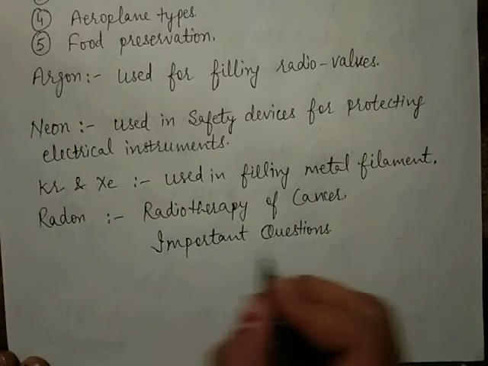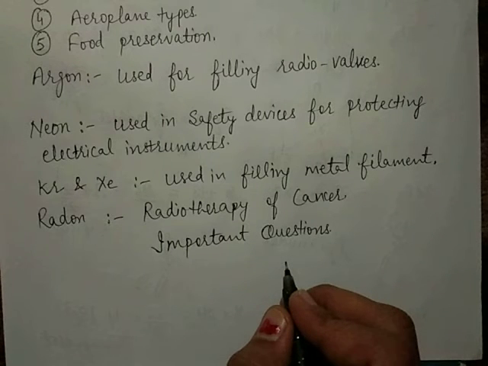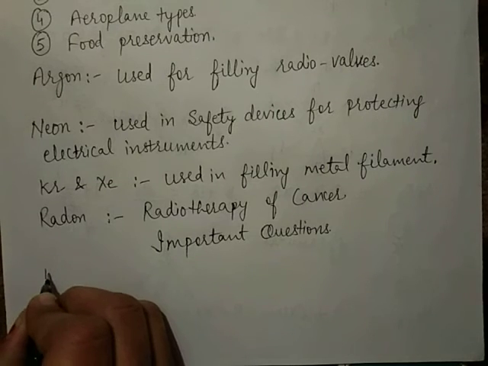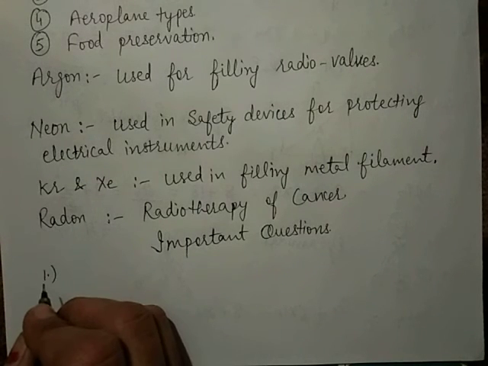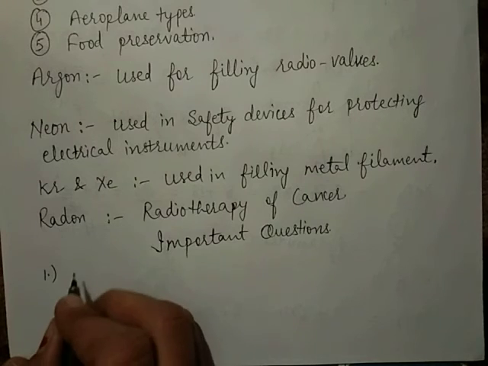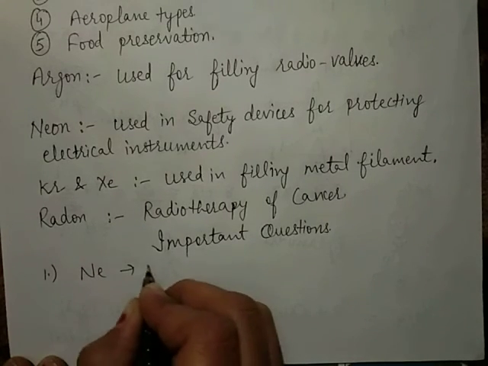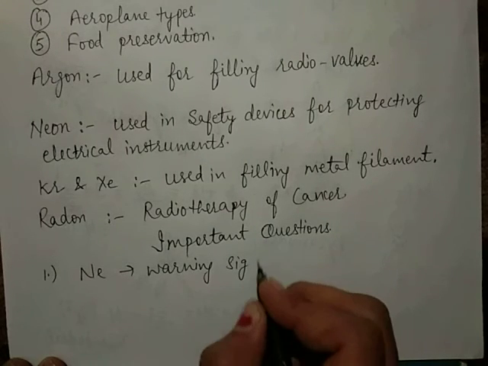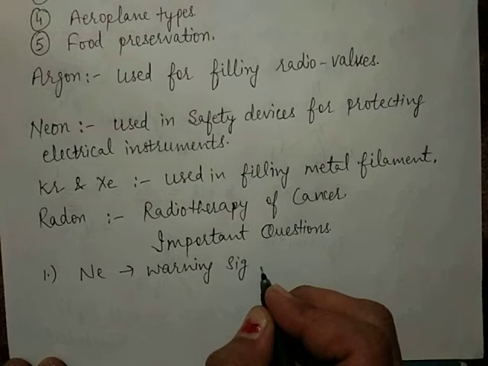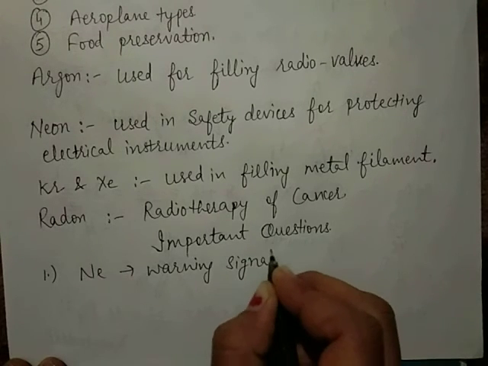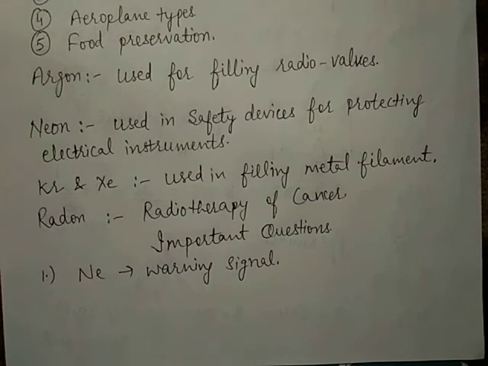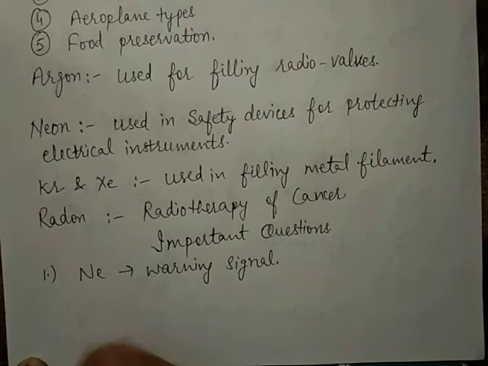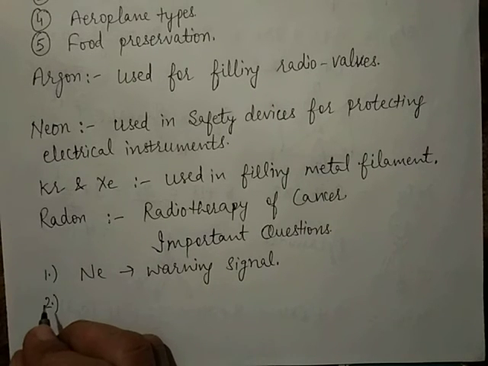Now some important questions related to the chapter p block elements. Now the first question is why neon is used for warning signal. देखो बेटा, जो neon light होती है that are visible from a long distance, मीन्स चाहे फोग हो चाहे मिस्ट हो, लेकिन फिर भी वो हमें एक लंबे डिस्टेंस से विजिबल हो जाती है, इसलिए उसको हम वार्निंग सिग्नल में यूज़ करते हैं.